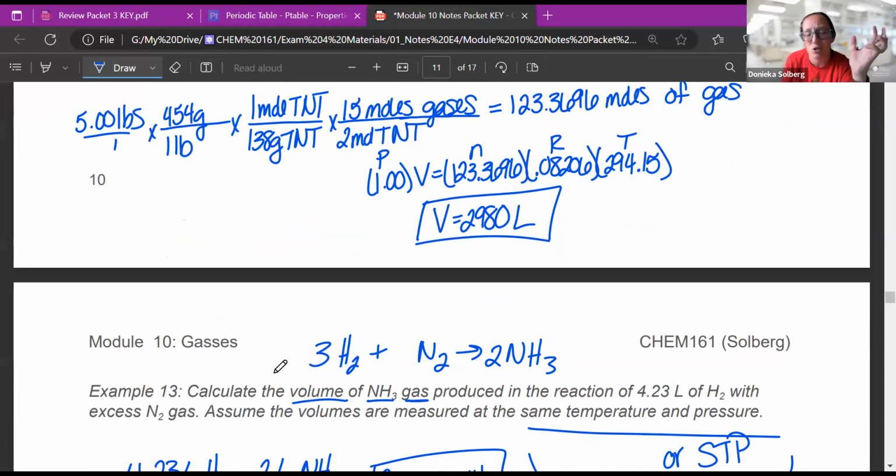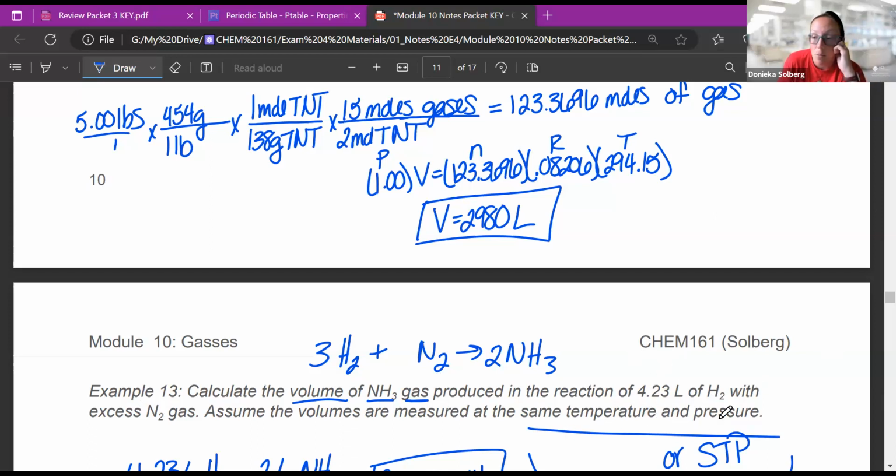gas. Now, some of you guys get tripped up when it says excess something. That just means the amount of N2 doesn't matter. I'm not going to run out of it. So this is my limiting reactant. Assume the volumes are measured at the same temperature and pressure, or I could have said at standard temperature and pressure. You can use whatever you want to.